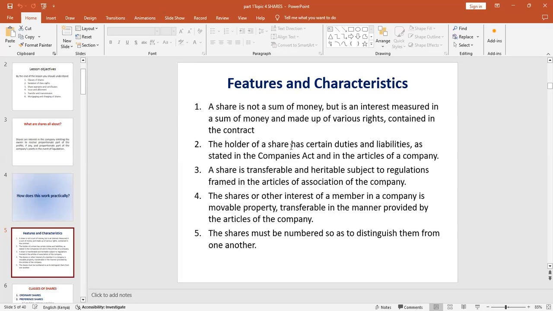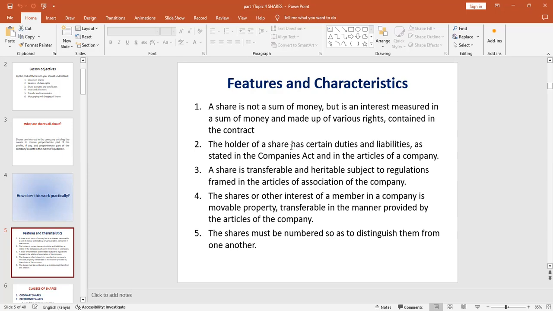So now we know that shares are a unit of interest in a company, quantified in monetary form, the smallest unit of interest in a company, or the smallest unit of ownership of a company. Think of it that way. So that is a share.